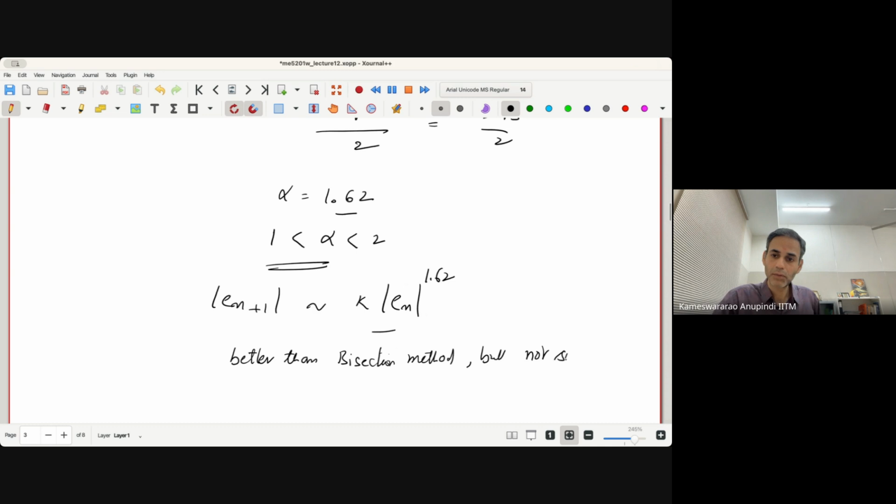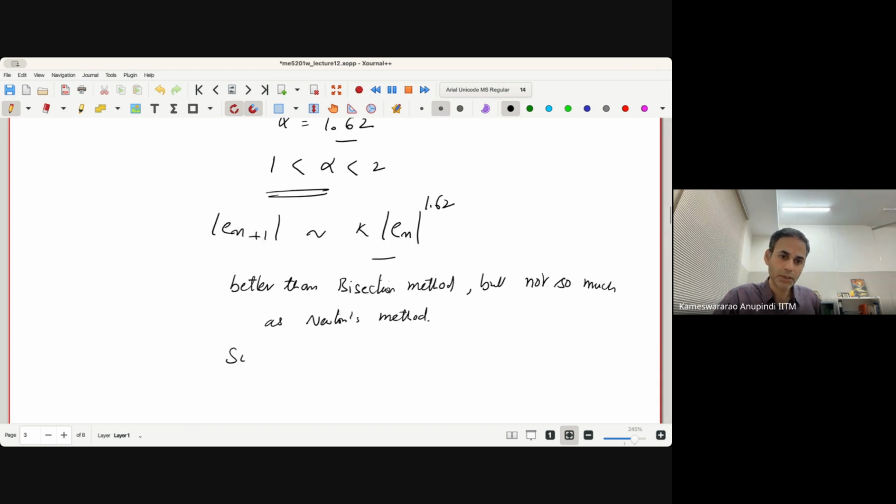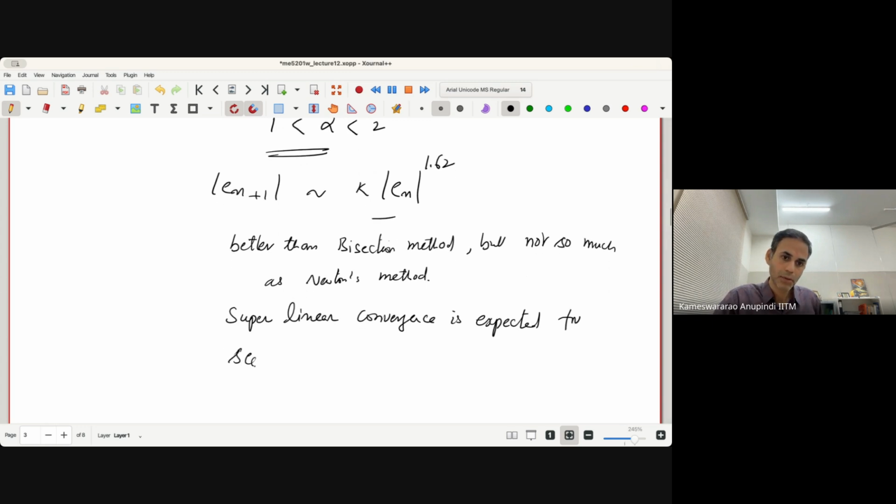not so much as Newton's method. Okay, but it is still super linear convergence, better than linear. So super linear convergence is expected for secant method in the neighborhood of the root.